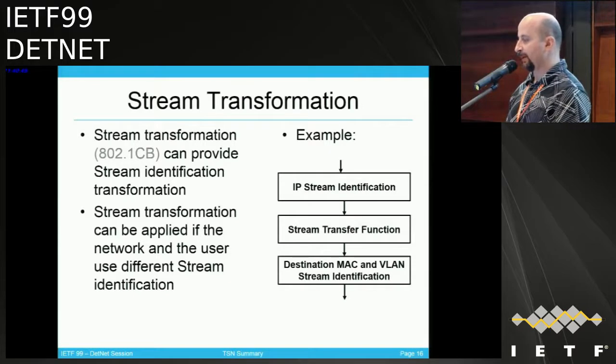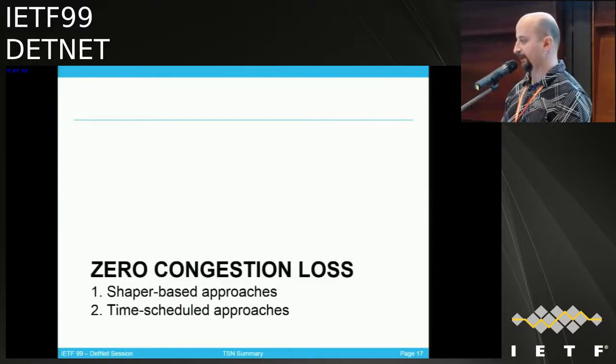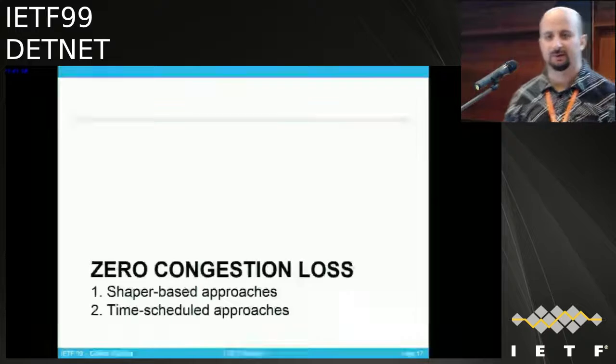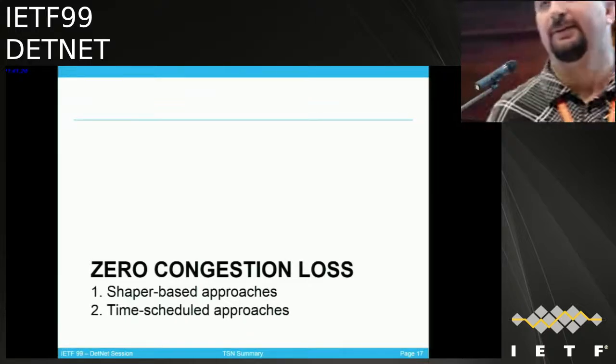There are multiple uses for that. One is the replication and elimination, but what we talk about here is the stream identification transformation. So if a different identification scheme is used by the network and the end station, this is one of the tools to translate between the two, like between an IP identification and the layer 2 destination MAC and VLAN stream identification. And now zero congestion loss. This part you wanted to explain. Thank you.